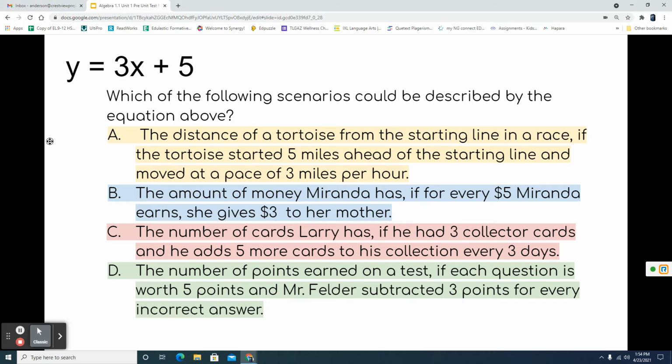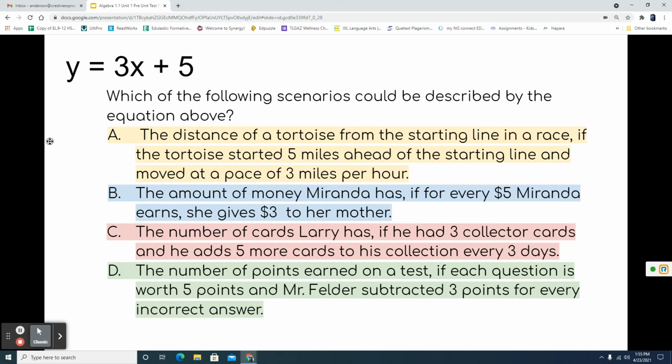B, the amount of money Miranda has if for every $5 she earns, she gives 3 to her mother. That's a subtraction problem. C, the number of cards Larry has if he had 3 collector's cards and he adds 5 more cards to his collection every 3 days. Well, that would be 3 plus something with a multiplier. D, the number of points earned on a test if each question is worth 5 points, but Mr. Felder subtracted 3 points for every incorrect answer. This is not a subtraction problem.